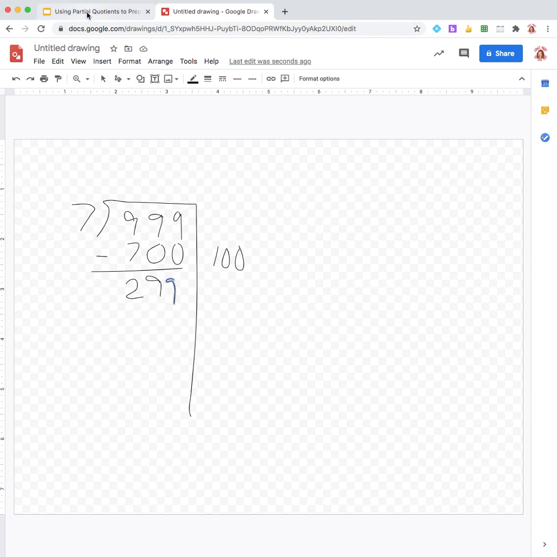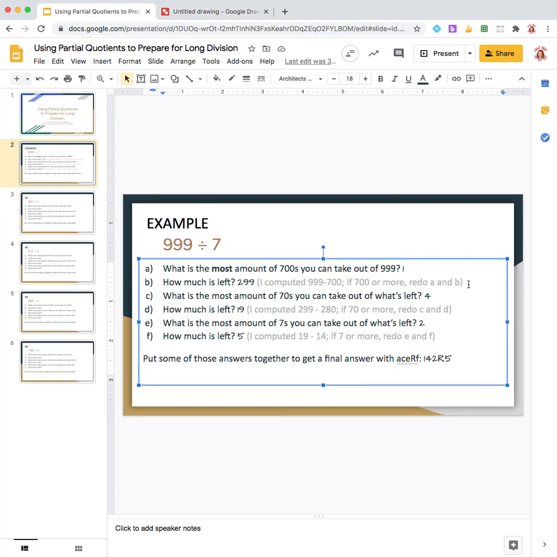So I look at it, and what I had remaining is not 700 or more. So that means my A and B are fine. I took out as many 700s as I could. That was just one of them. And I'm left with 299 because I computed the 999 minus the 700. And because I have 299 left, that means I couldn't have taken out any more 700s.